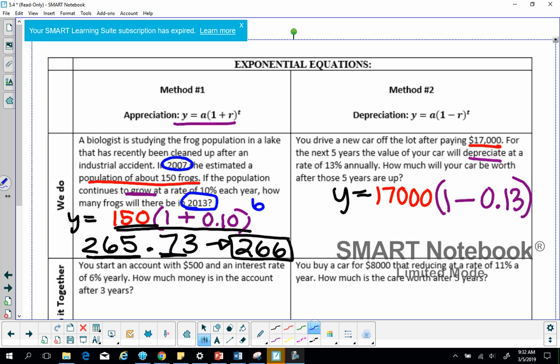And then for X, what do they want? How many years do they want to find out what the car's worth? 5. So now you're putting that again in your calculator. This time when you round, you're going to round to the nearest cent because we're talking about money.